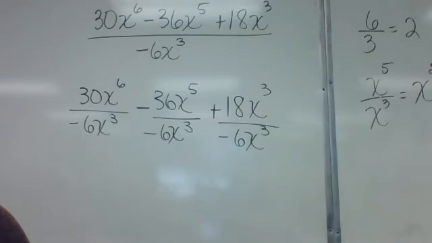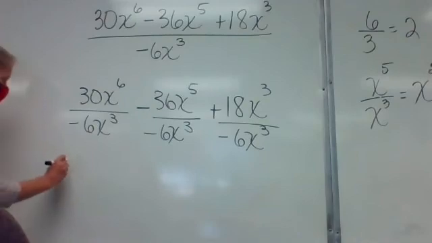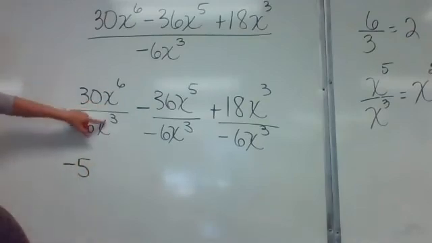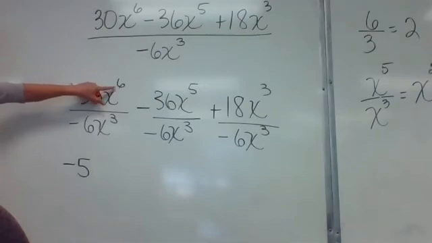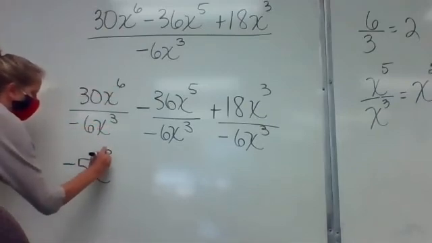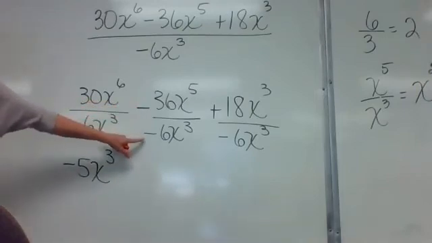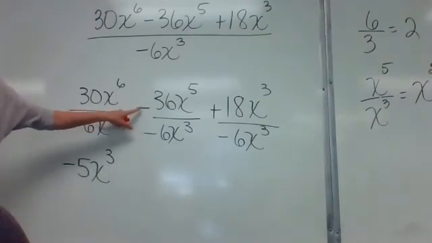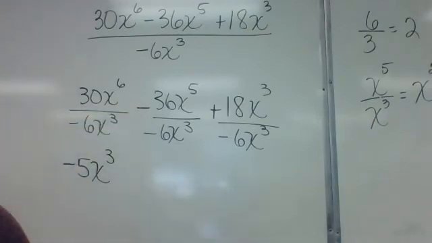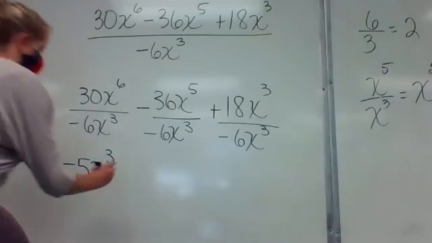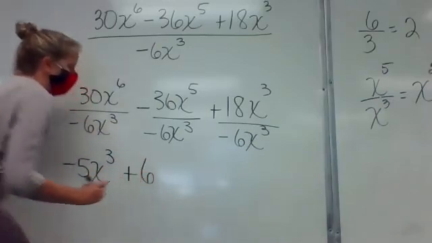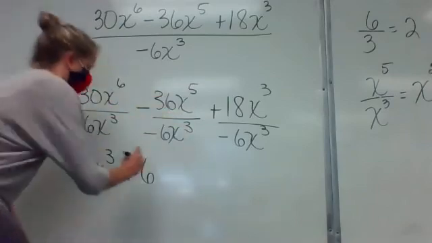So on the first fraction now, what's 30 divided by negative 6? Negative 5. And then x to the third power. Right. Subtract those exponents. X to the 6th over x to the third is x to the third. What's negative 36 divided by negative 6? Positive 6, right, because it's a negative on top of a negative. And then to the second power. X to the second, right?